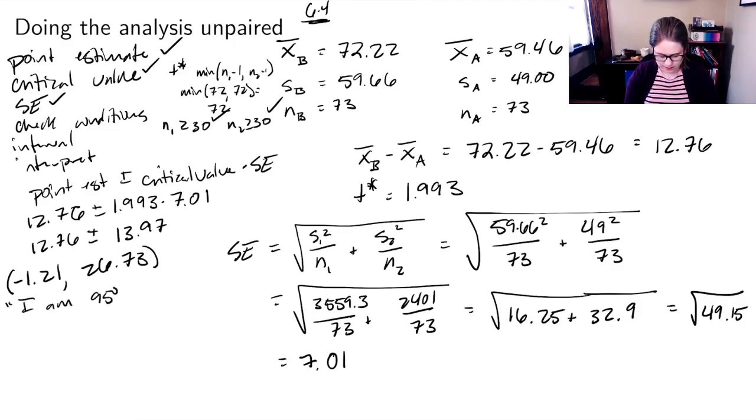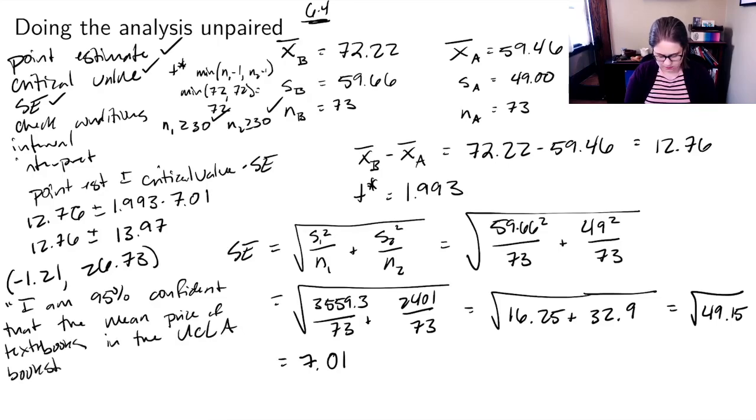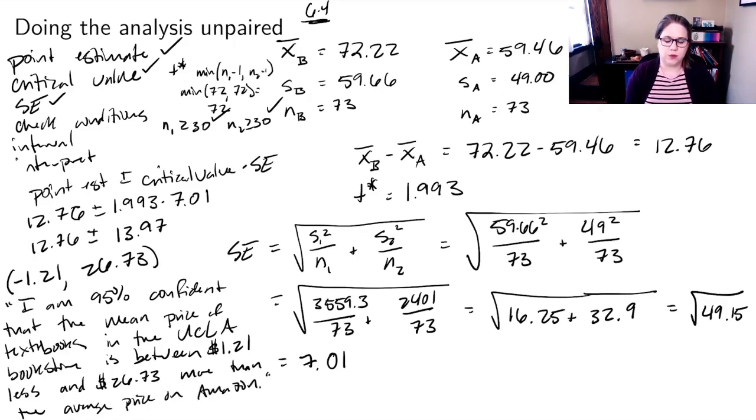I am 95% confident that the mean price of textbooks in the UCLA bookstore is between $1.21 less and $26.73 more than the average price on Amazon. So when we do this analysis unpaired, we don't know which is more expensive. We've looked at the average at the bookstore and the average on Amazon. I'm 95% confident that the mean price of textbooks in the UCLA bookstore is between $1 cheaper and $27 more expensive than the average on Amazon.